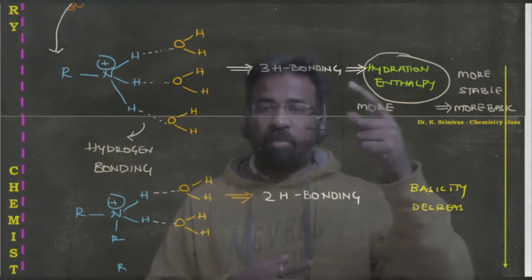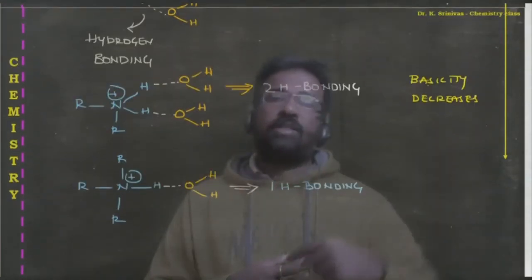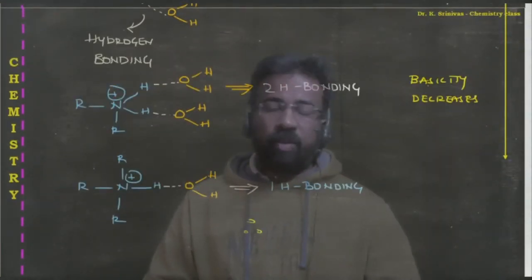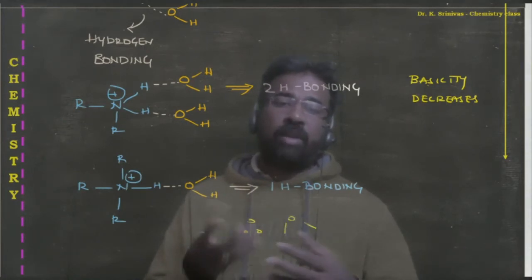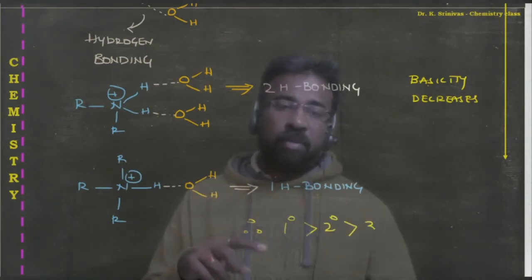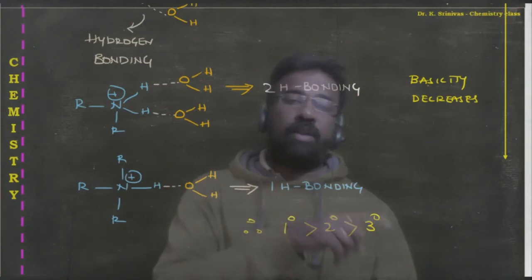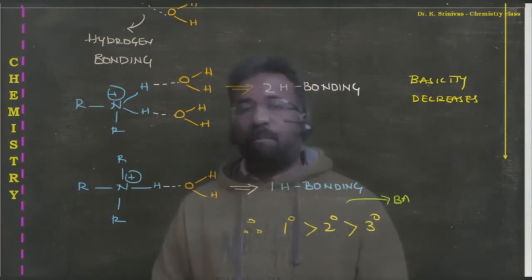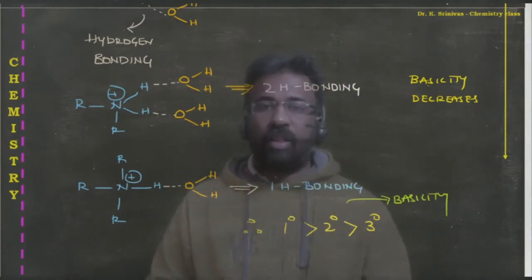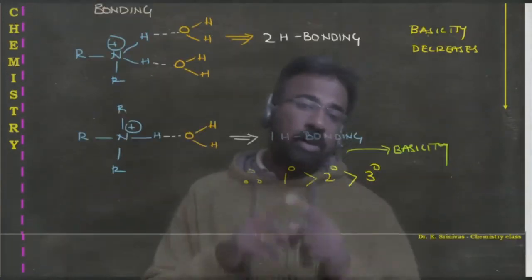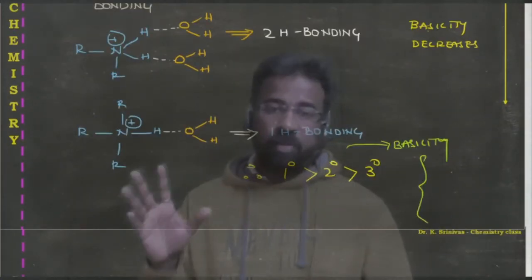So from top to bottom, basicity is decreasing. Overall, we are going to write primary, followed by secondary, followed by tertiary, as the basicity order. It is because of what? Hydration enthalpy, that you have to remember.